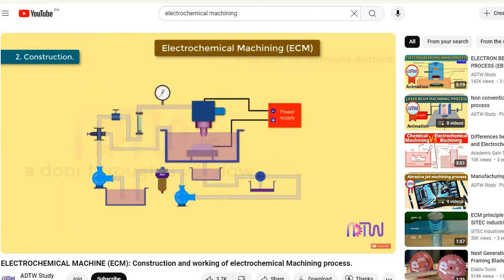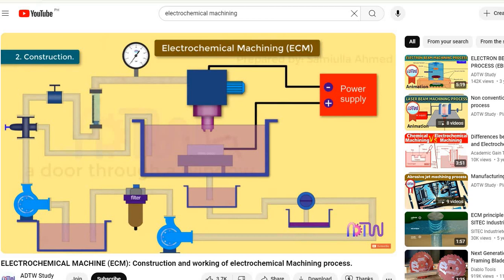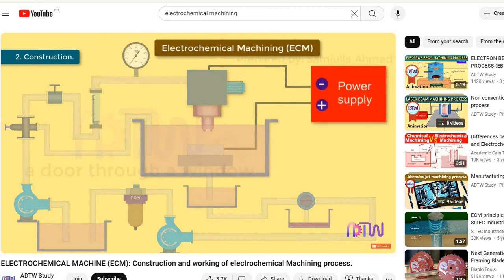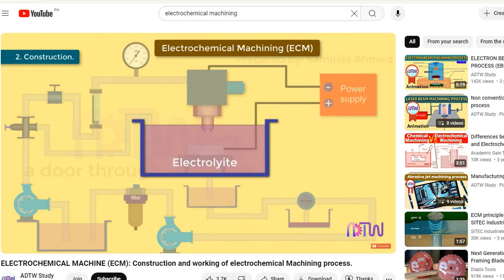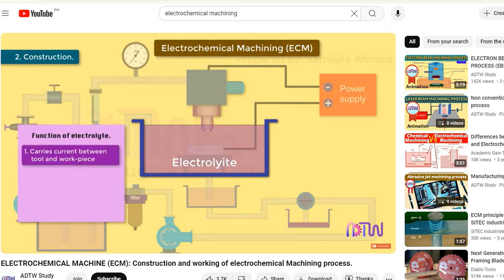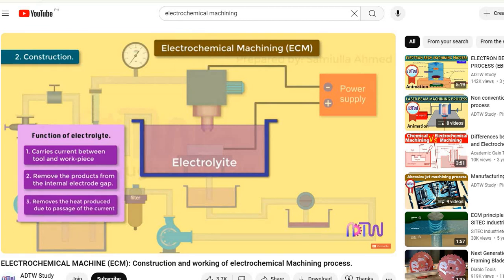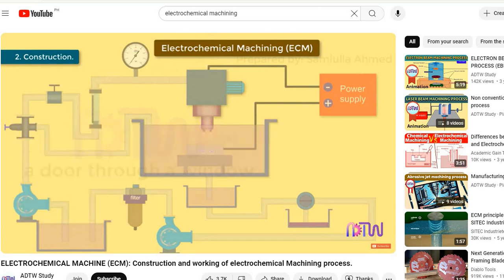Construction. Electrochemical machining setup consists of the following parts. Power supply. It requires a DC power supply for machining purposes. Electrolyte. The electrolyte has three main roles in the ECM process. It carries the current between the tool and the workpiece. It removes the products of the reaction from the inter-electrode gap, and it removes the heat produced from the passage of the current.